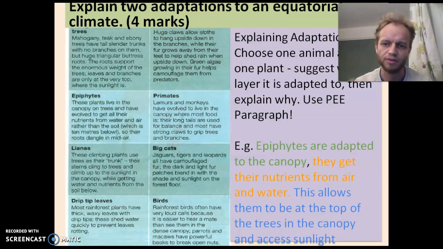So you're mentioning that specific layer of the rainforest. They get their nutrients from air and water. Within the trees themselves, they attach themselves and get them from those. And this allows them to be at the top of the trees in the canopy so that they can access the sunlight. So you're really explaining why they are there and what the adaptations are. You might do a similar thing, thinking about some of the other adaptations, maybe choosing an animal as a differentiator.